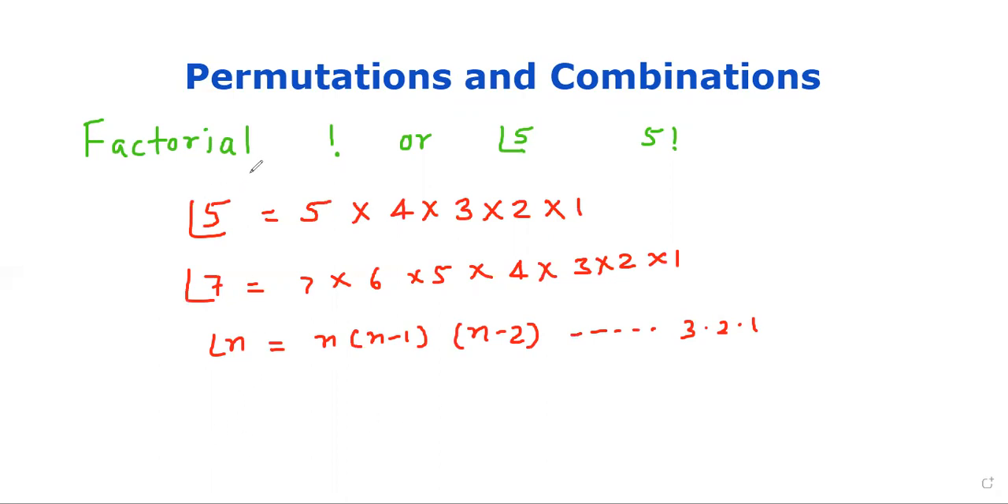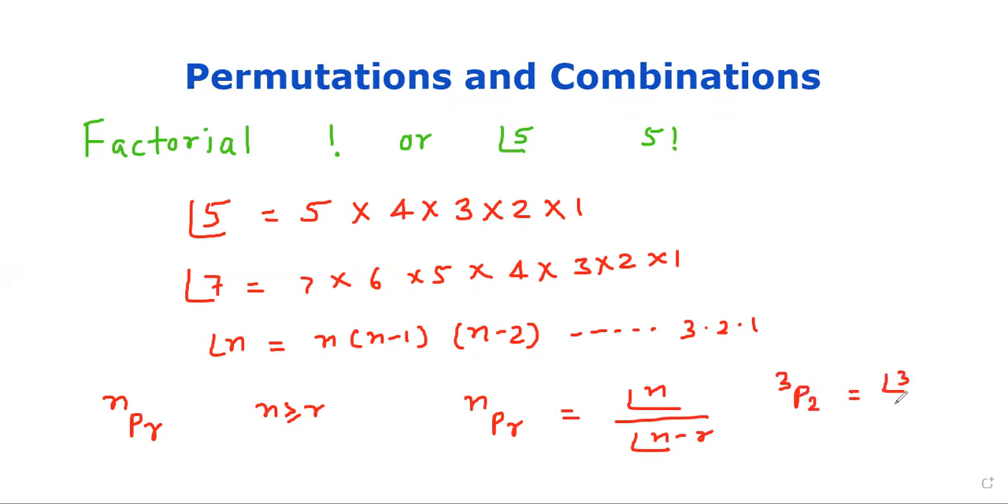Now, next thing is permutation. So permutation is written as nPr, where n is greater than or equal to r. Now, nPr is equal to factorial n divided by factorial n minus r. Example, suppose we have 3P2. It means factorial 3 divided by factorial 3 minus 2. That is factorial 3 divided by factorial 1, which will be equal to 3 into 2 into 1.